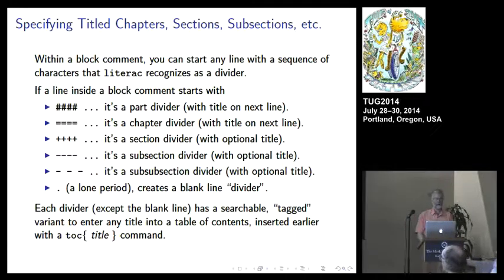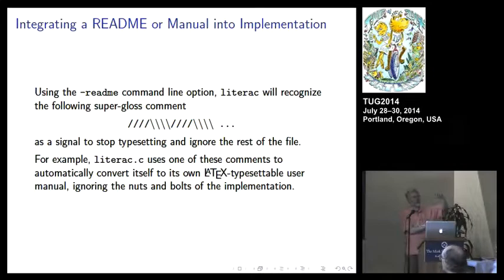And then there's a special comment that says, don't typeset after this, so that you can place a manual or README portion of the commenting in the beginning of the C file, and then just quit. Then there's a bunch of command line options and so on.